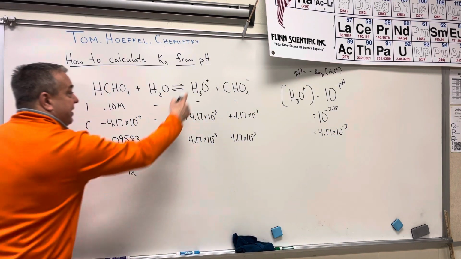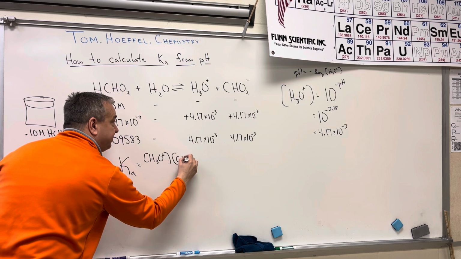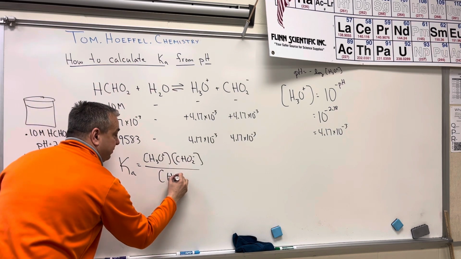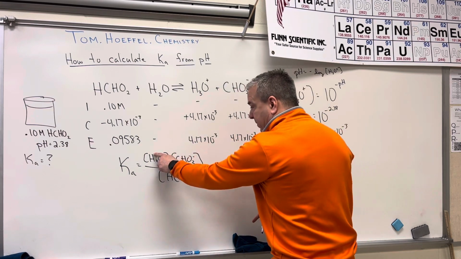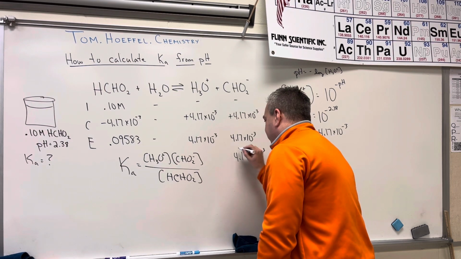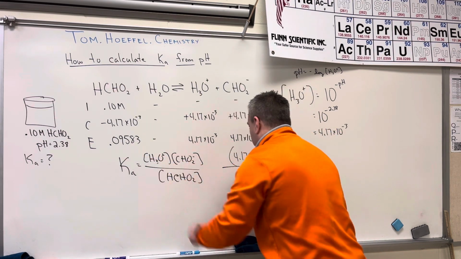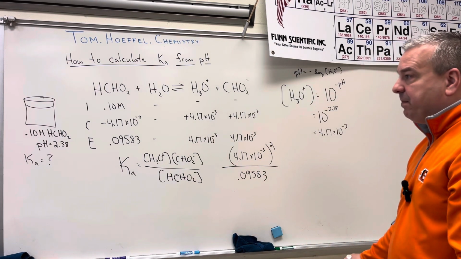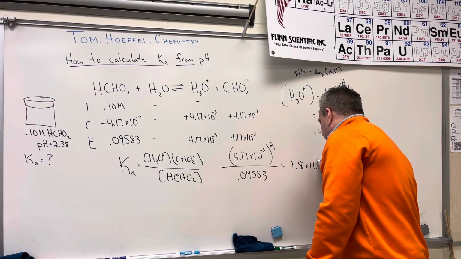The K expression is going to be the products over the reactants, and all we have to do is plug in the values. This value here ends up being 4.17 times 10 to the negative 3 two times, one for this one and one for this one, all over 0.09583. When we calculate this out, it comes out to be 1.8 times 10 to the negative 4.